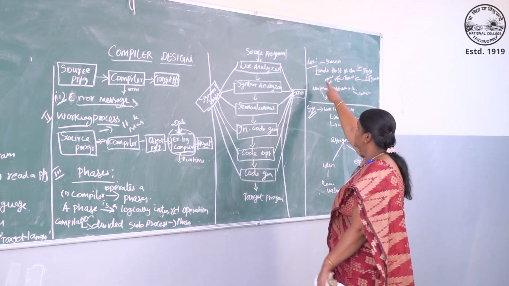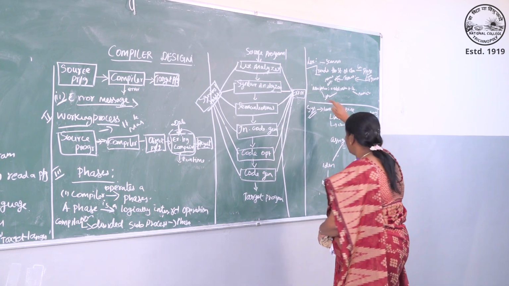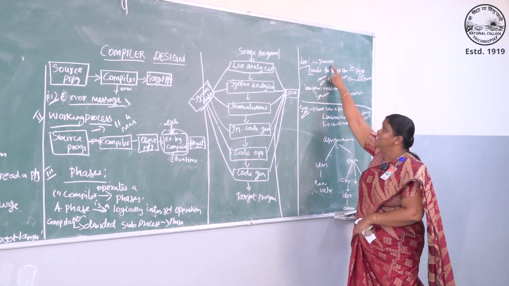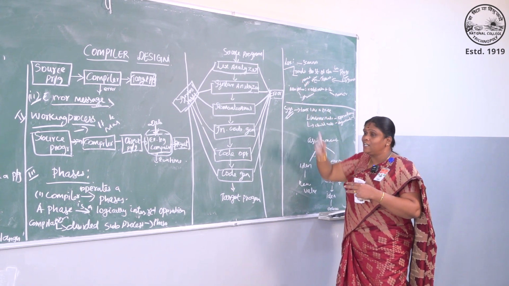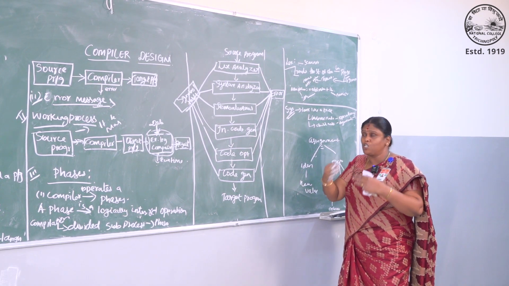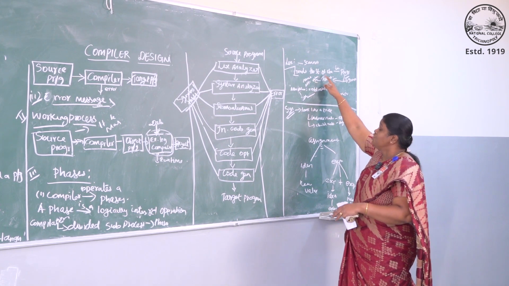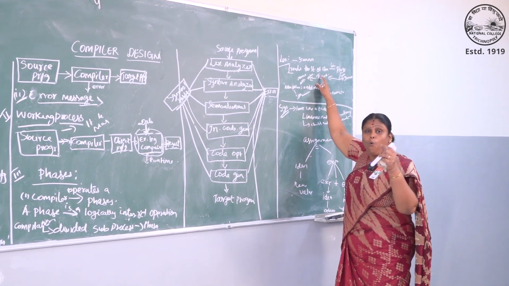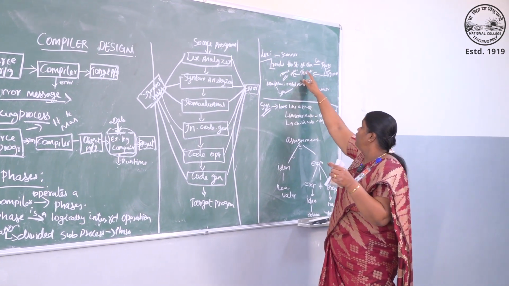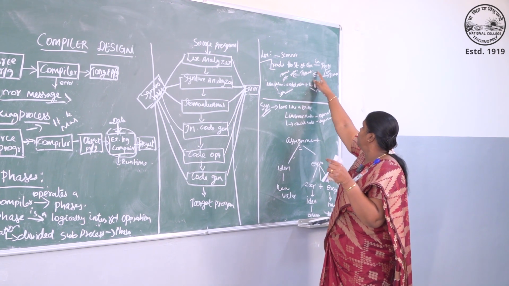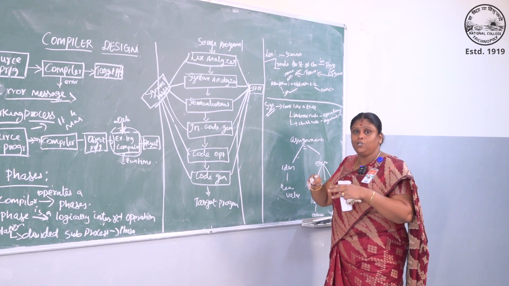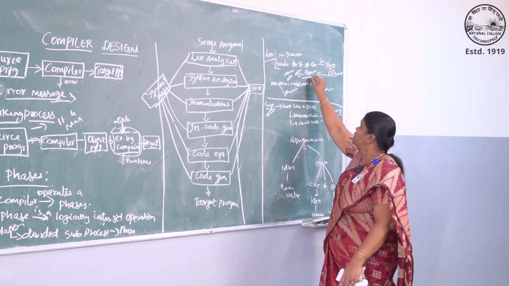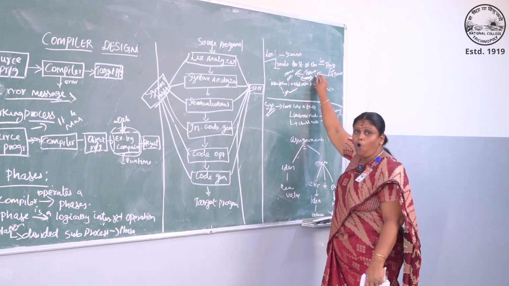First one, lexical analyzer. The lexical analyzer is also called a scanner. It scans the source program. It reads a stream of characters, one by one. These characters of the source program are then grouped together, and the grouped characters are called tokens.